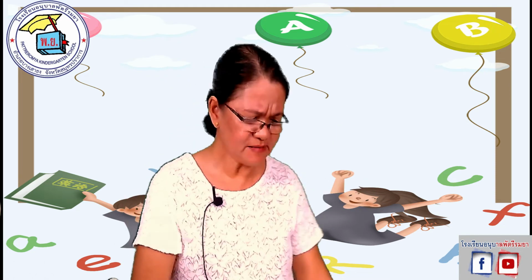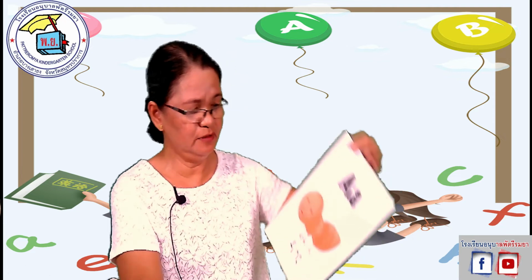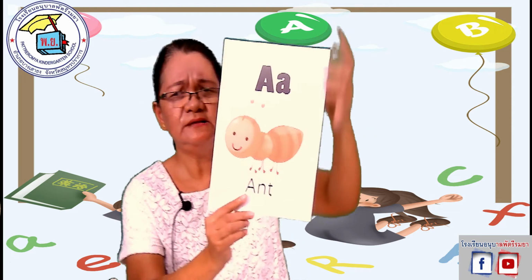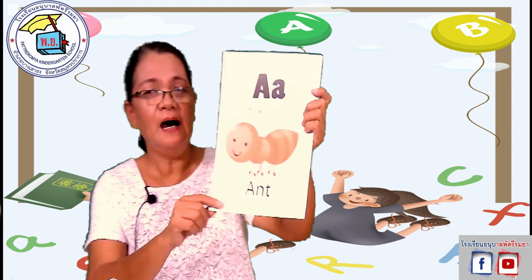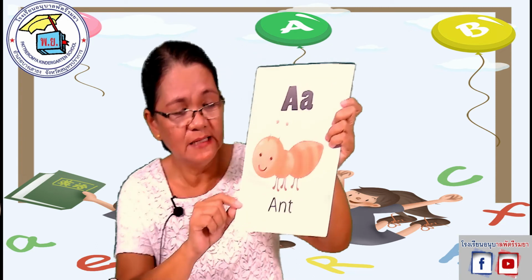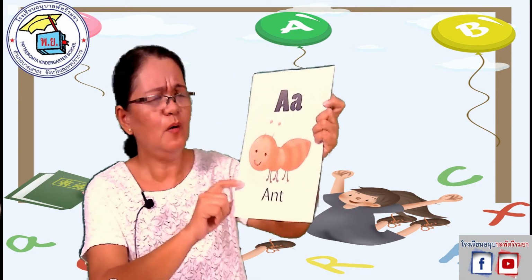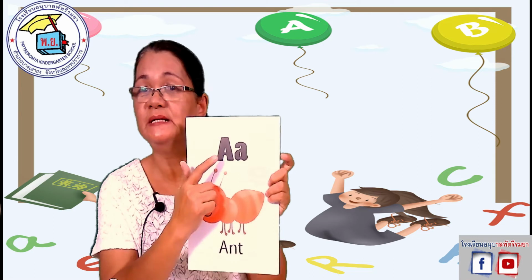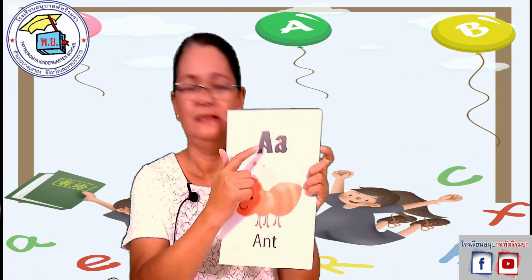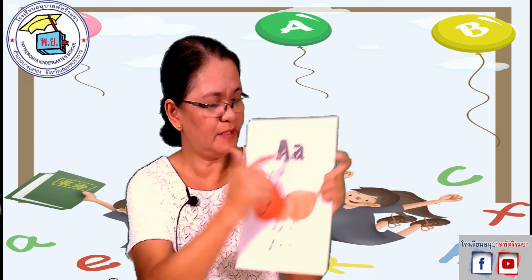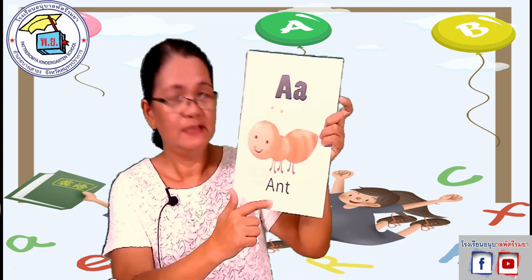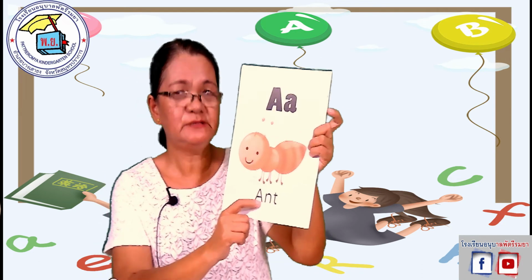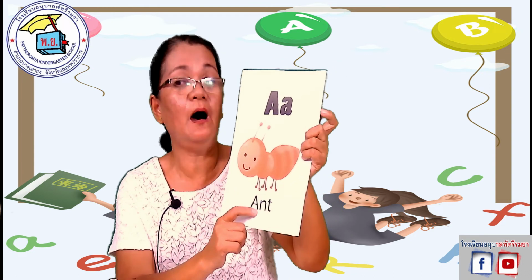Okay. The last one. What is this? Did you know this, children? Again, what is this? Yes, this is an ant. An ant is a small insect that sometimes bites you. Oh, it hurts so much. So, ant begins with letter A. This is the big letter A and the small letter A. The word ant, say it again, ant. Ant begins with letter A and it has the sound A.